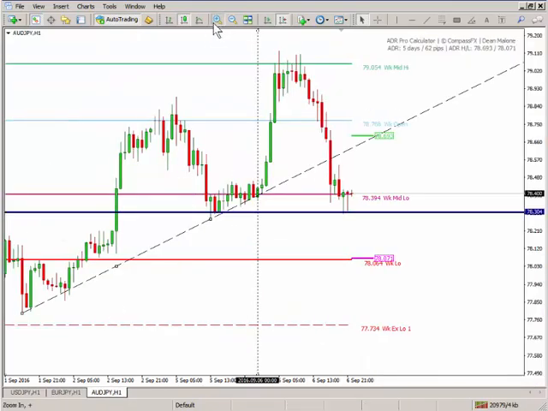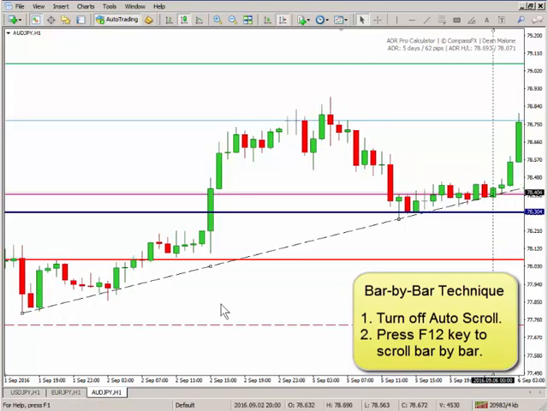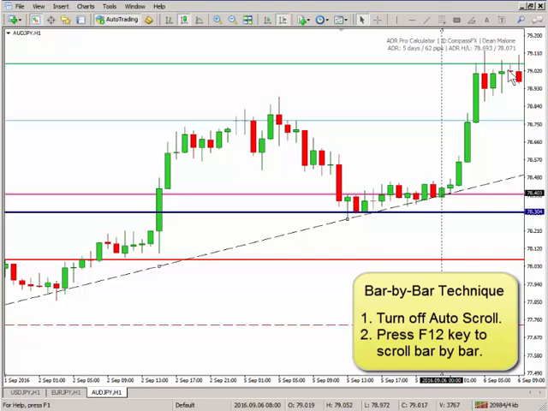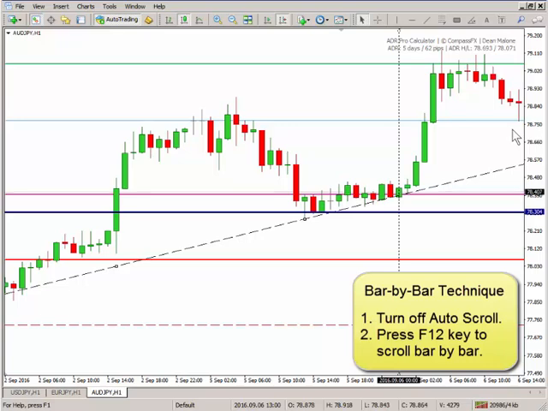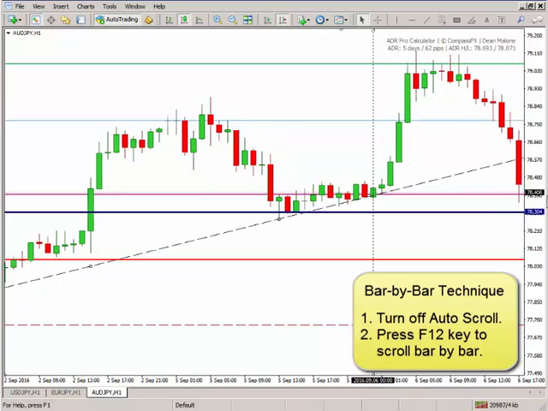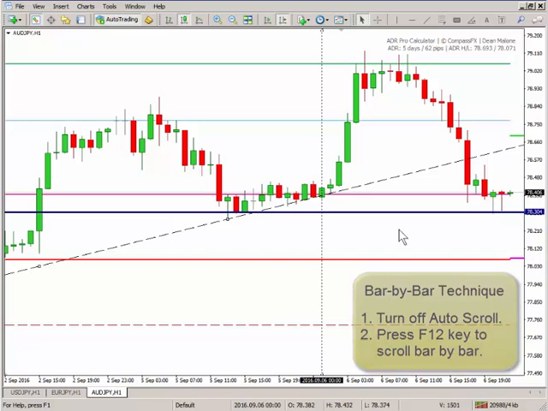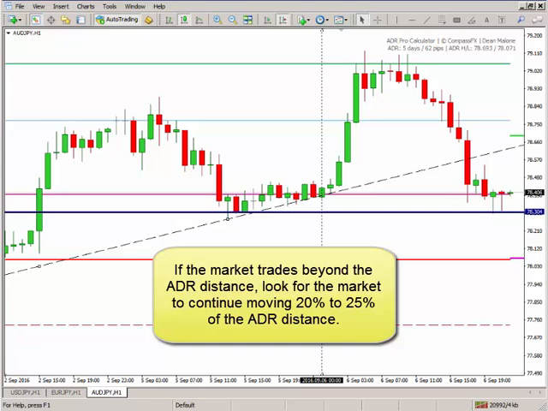Consider using the technique of going bar by bar, using the F12 key, taking off the auto scroll, and following what the market does. In this case, the market followed the upward trend, moved from a level to another level, treated this level as resistance, then came off of that level, tested back at an average daily range level, then traded lower to a previous level where the market now sits at after testing a previous support. Again, the market has a tendency to move within its average daily range. Remember, if the market breaks the average daily range distance, look for the market to continue moving 20 to 25% of your average daily range distance.